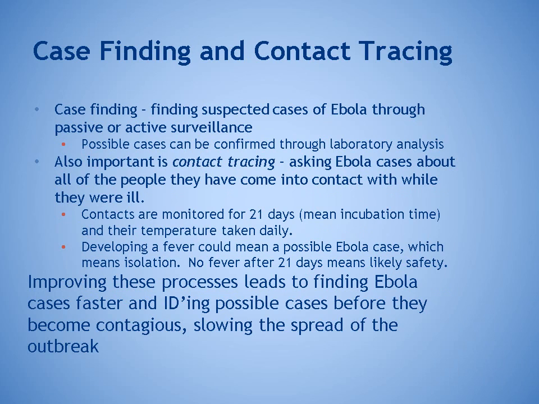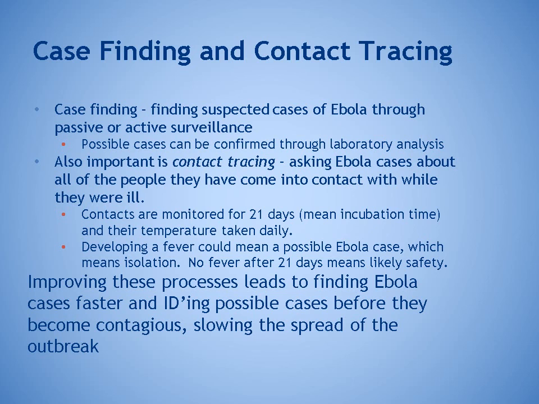Case finding and contact tracing are some of the most important aspects of managing an outbreak. Case finding involves finding suspected cases of Ebola through passive or active surveillance. Possible cases can then be confirmed through laboratory analysis.